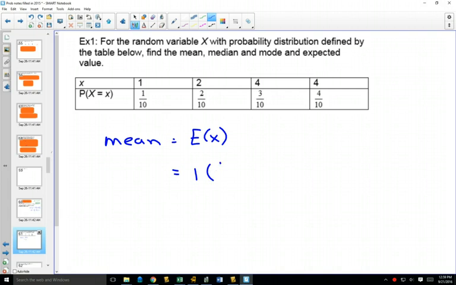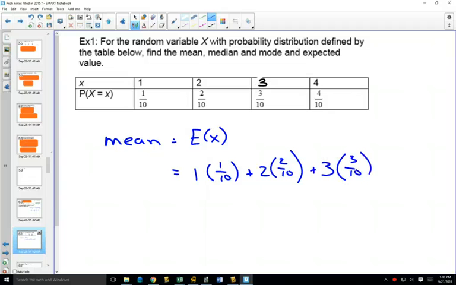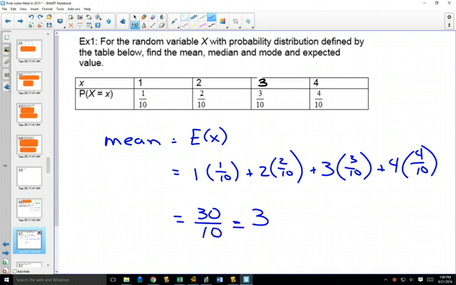So we would take 1 times 1/10 plus 2 times 2/10. There's a typo here. This is supposed to be a 3. Plus 3 times 3/10 plus 4 times 4/10. And if you multiply all of those together, we'll get 1/10 plus 4/10 plus 9/10 plus 16/10, 25, 29, 30. So your expected value, your average, is going to be 3.